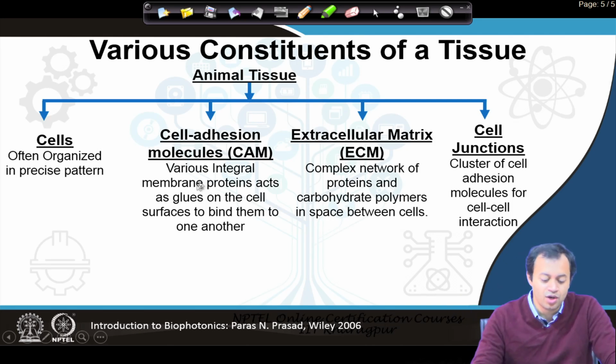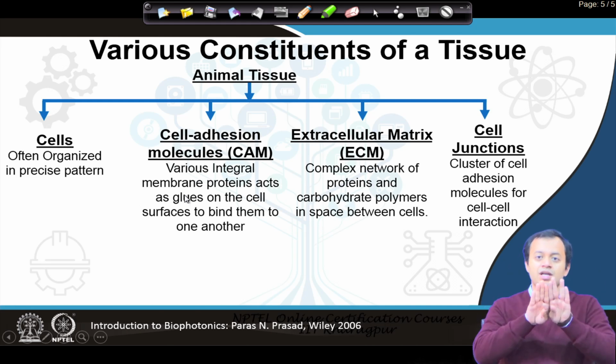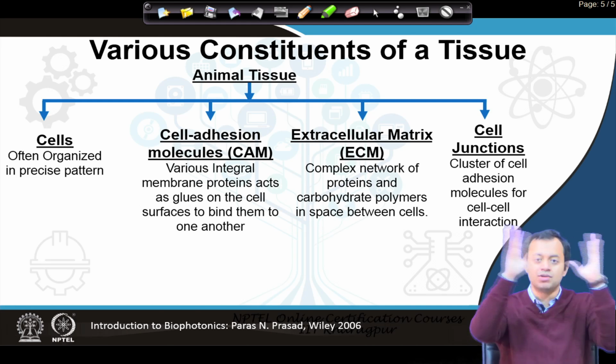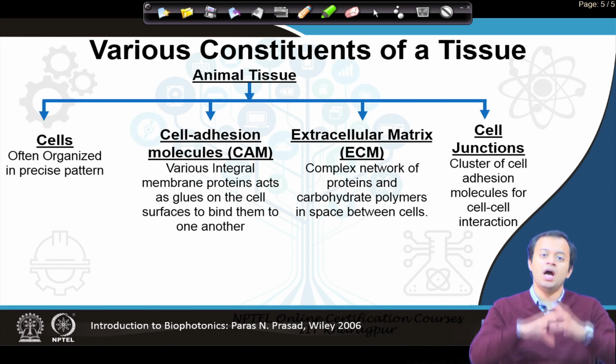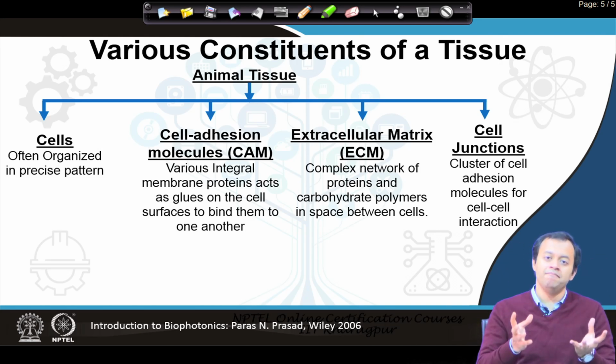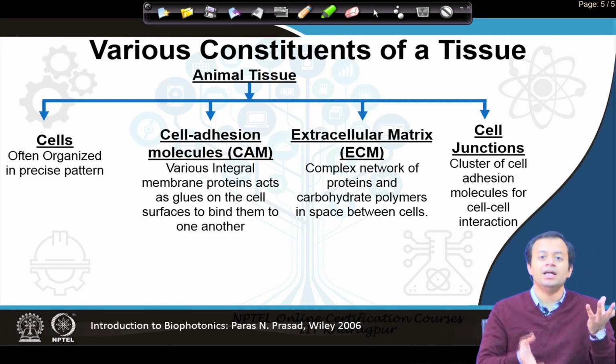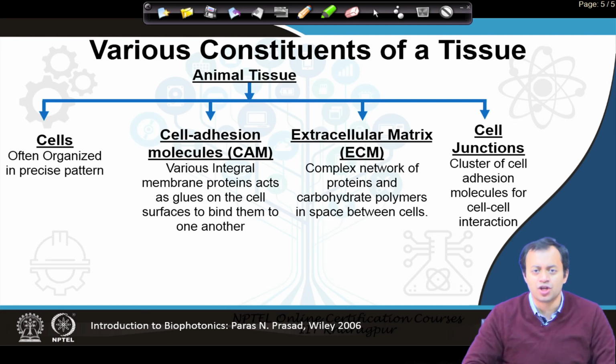So, here also you have a protein which acts as glue, which attaches two cells together, and then thousands of cells join together to form a tissue, and all these work in tandem and perform a specific function.